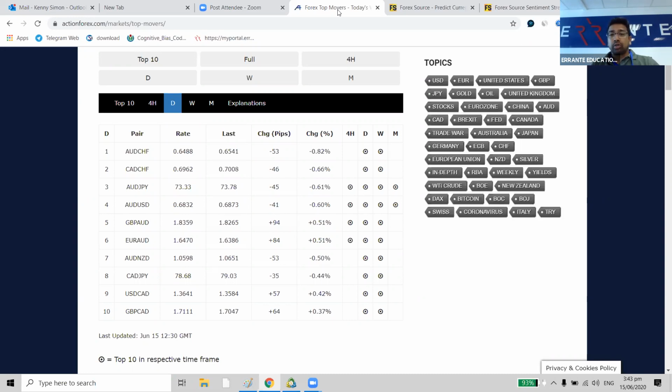So you guys understand that I've talked about three types of emotions in the market. You have greed when the market goes up, when people are feeling quite confident.